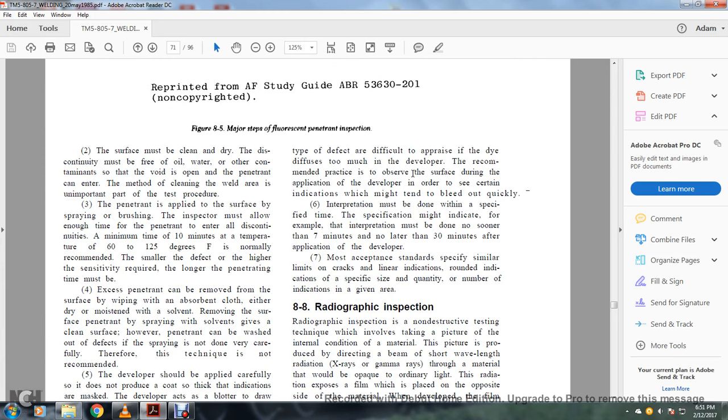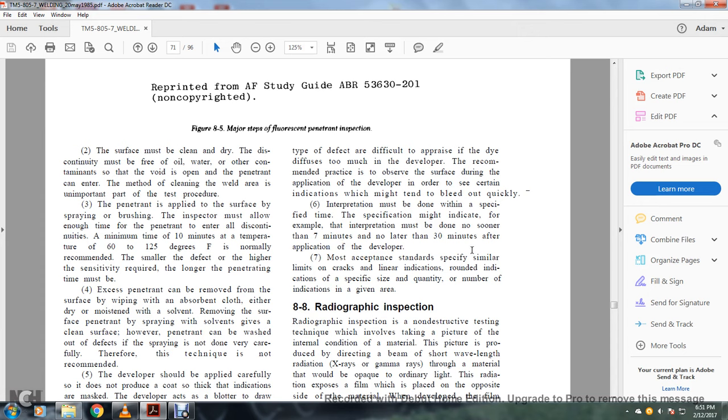The recommended practice is to observe the surface during the application of the developer in order to see certain indications that might tend to bleed out quickly. 6. Interpretation must be done within a specified time. The specification must indicate, for example, that interpretation must be done no sooner than 7 minutes and no later than 30 minutes after the application of the developer.